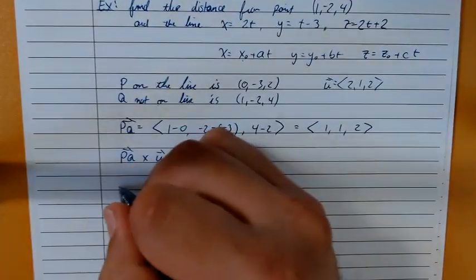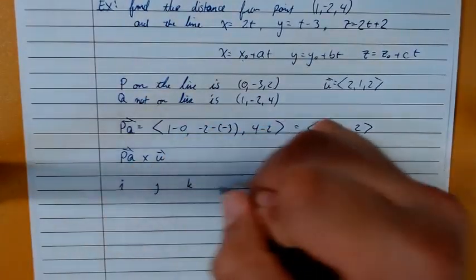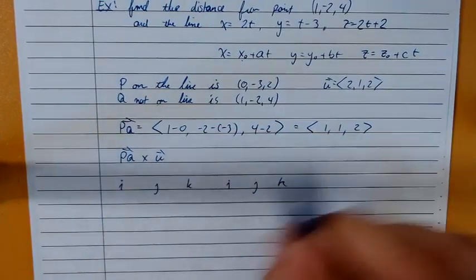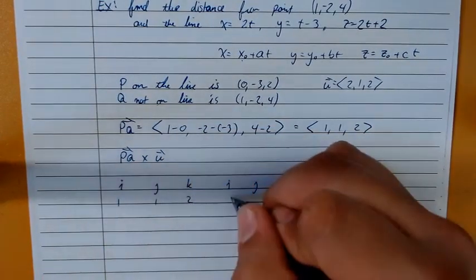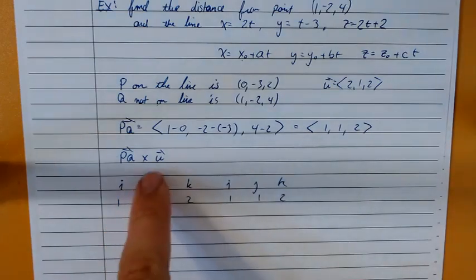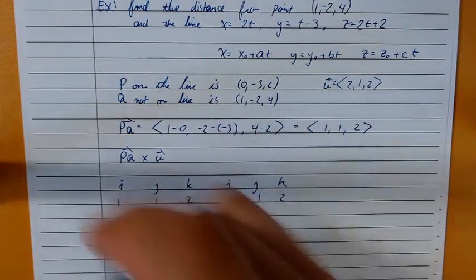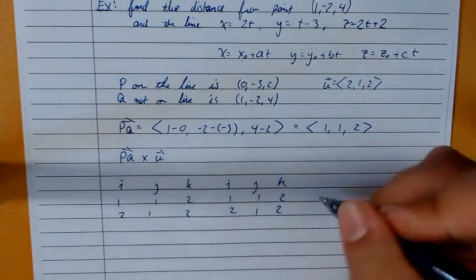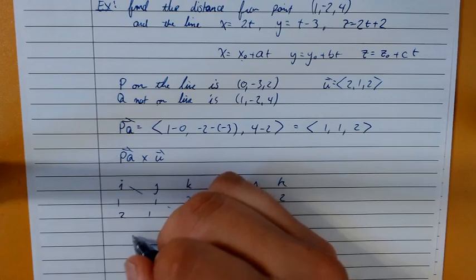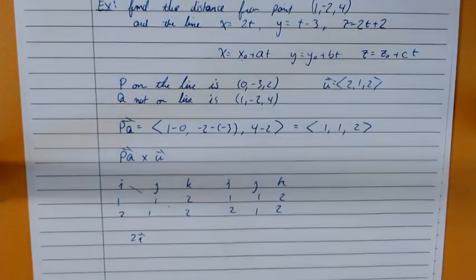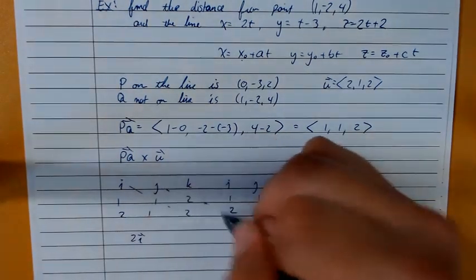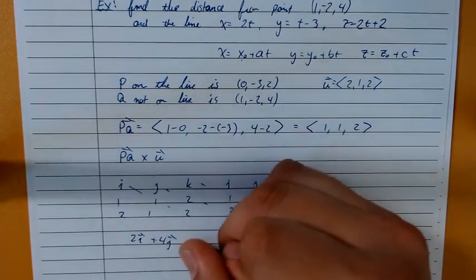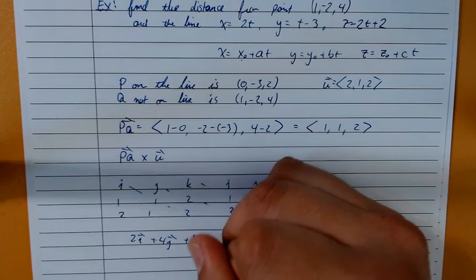Let's go and do that right here. I, J, K, I, J, K. Let's see, PQ is 1, 1, 2, 1, 1, 2. U is 2, 1, 2. And again, 2, 1, 2. And here we go. That is 2I, that is plus 4J, and that is plus 1K.